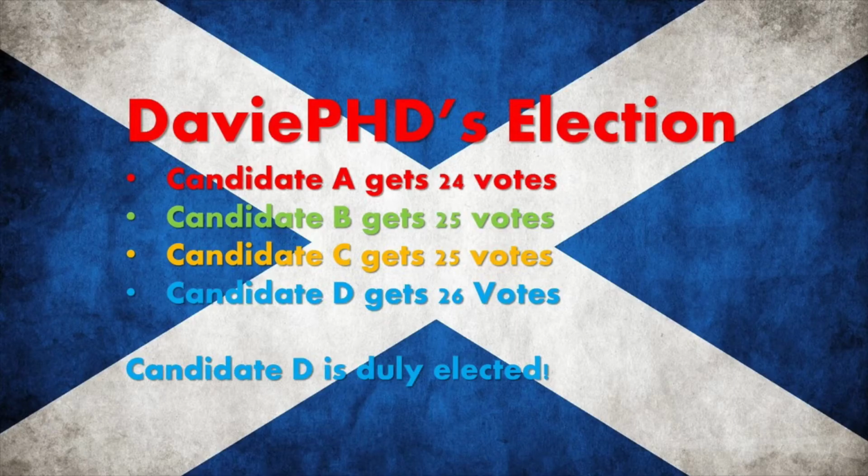So, let's explain it a little bit easier. Let's say we were having a first past the post election. There were 100 voters and 4 candidates. Candidate A gets 24 votes. Candidate B gets 25 votes. Candidate C gets 25 votes. But candidate D gets 26 votes. Then candidate D is duly elected.